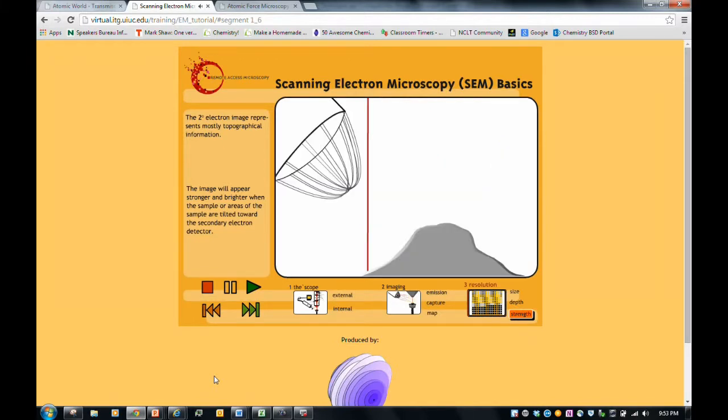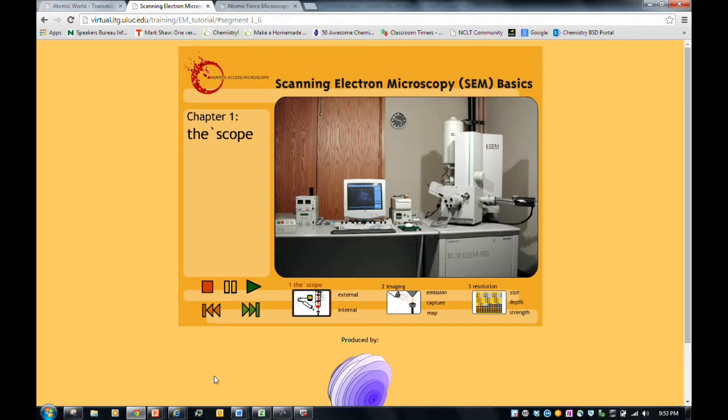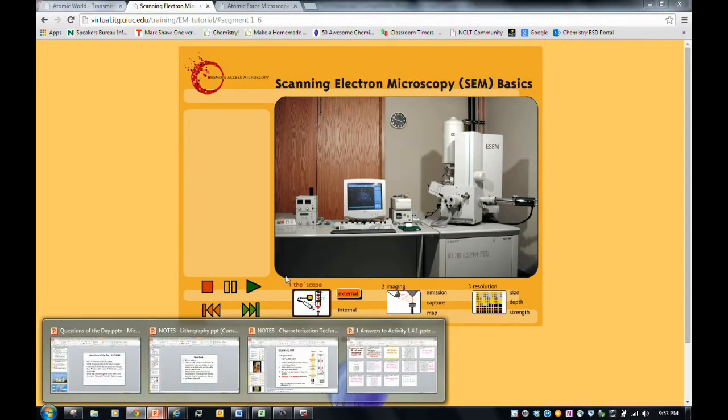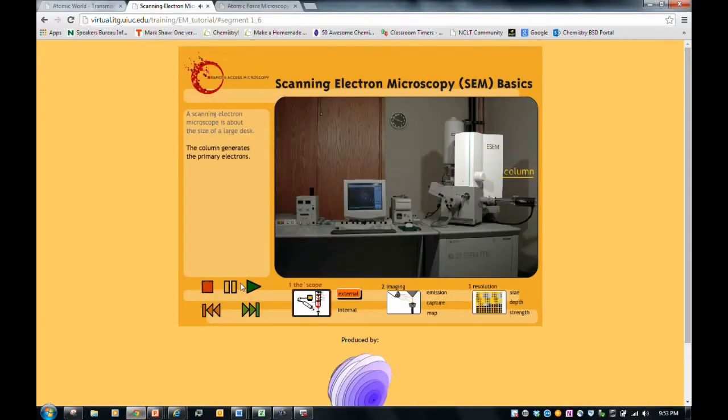Secondary electrons come from the surface and very near the surface of the specimen, and thus the secondary electron image represents most... Okay. A scanning electron microscope is about the size of a large... We do not want to watch that again.